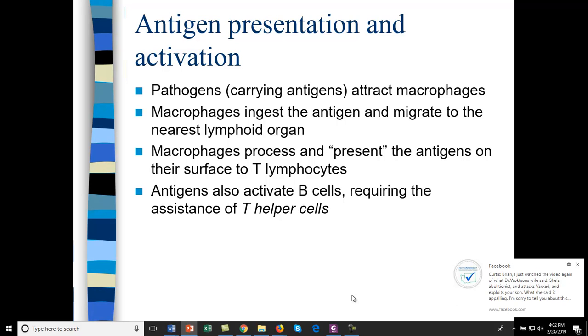Antigens are also available to activate B cells, and they require the assistance of T helper cells.